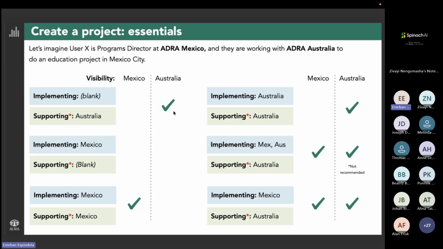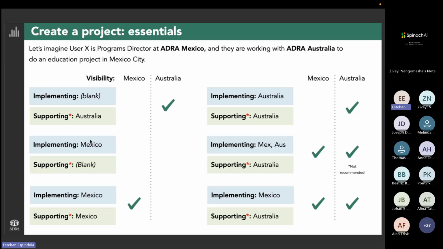So my key message here is always, always, always, at least one of these fields needs to be your own office. If your own office is not there, you will most likely lose access to your project.